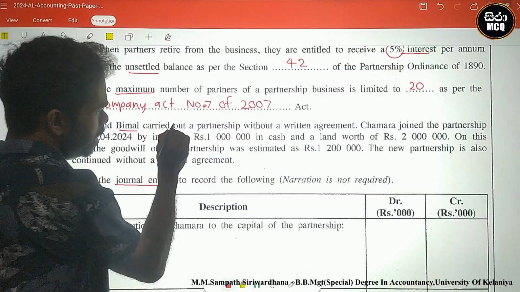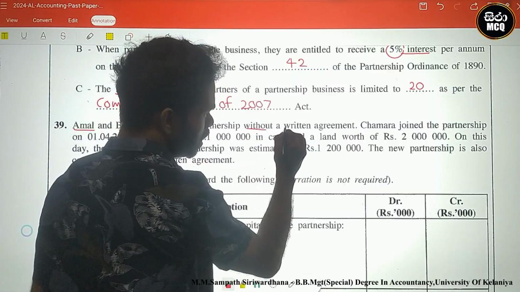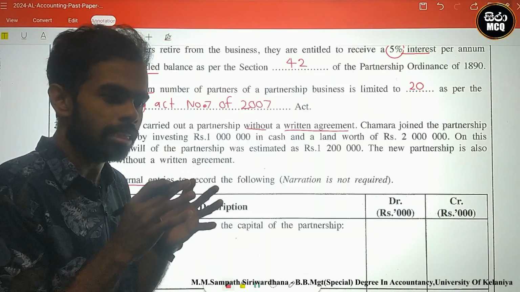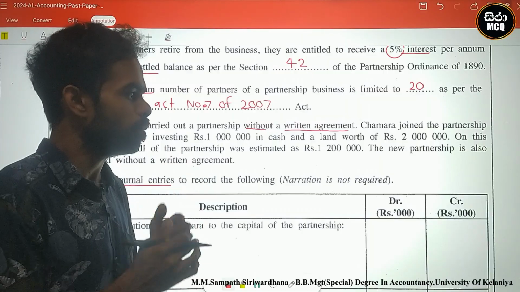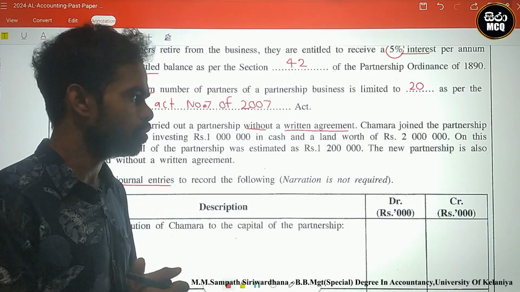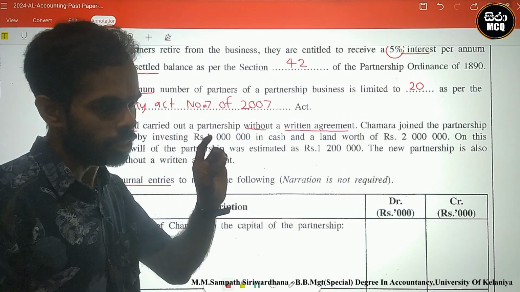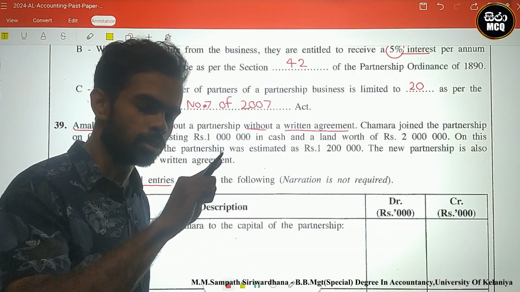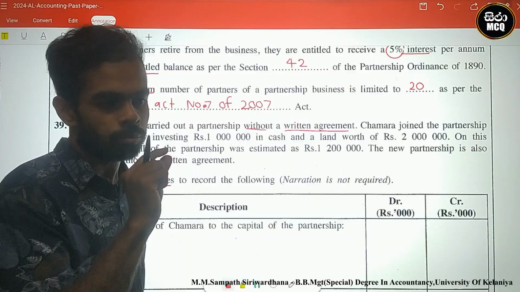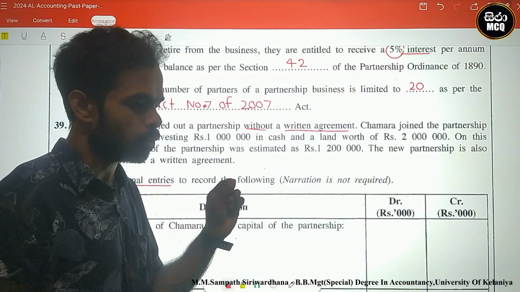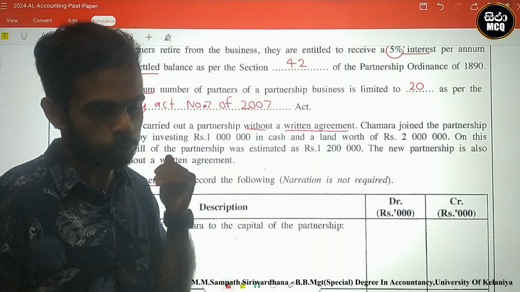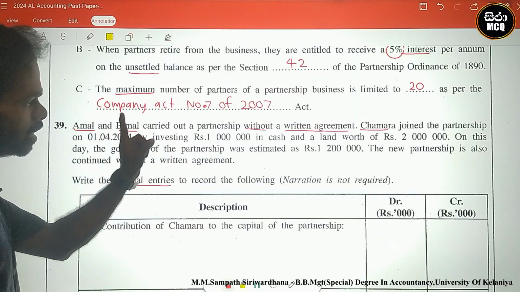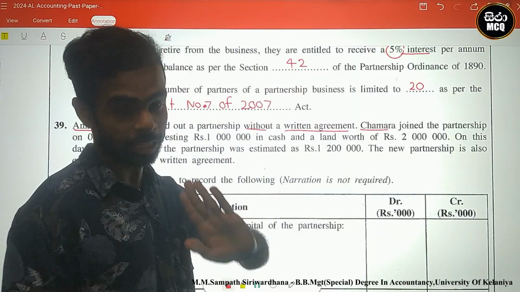Amal and Bimal carried out a partnership without a written agreement. You know, without a written agreement, they carry out the business. Therefore, the Partnership Ordinance applies. Therefore, the profit and loss ratio is equal. No written agreement means there is no profit and loss ratio, so the Partnership Ordinance says profit and loss should be shared equally.